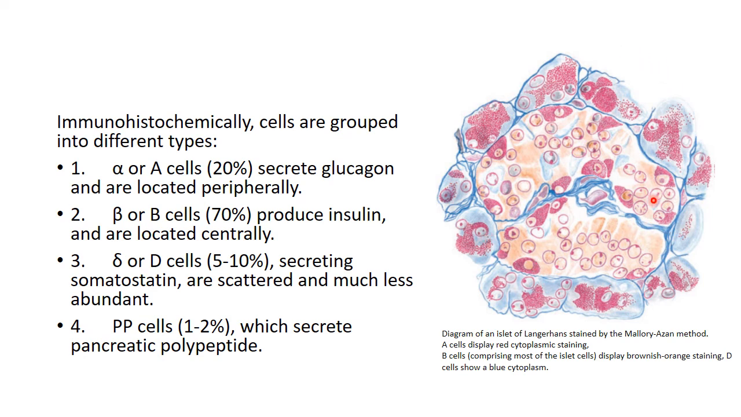This is a schematic diagram of the islets of Langerhans. Here the pancreas is stained with a special stain called the Mallory-Azan method, and by this method we were able to identify 3 of the 4 types of cells within the islets of Langerhans. So we have the A cell that displays red cytoplasmic staining, and as we said, it secretes glucagon. We have the beta cell, which comprises most of the islet cells, and they display brownish orange staining. And we have delta cells that have a blue cytoplasm and secrete somatostatin.